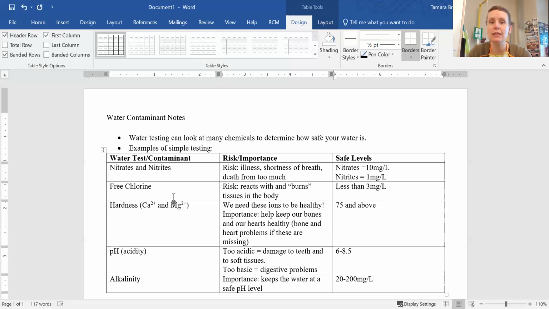So those are the tests that we're going to be doing when we test our water before and after filtration, and those are the tests you're going to need to know about when we do our exam.